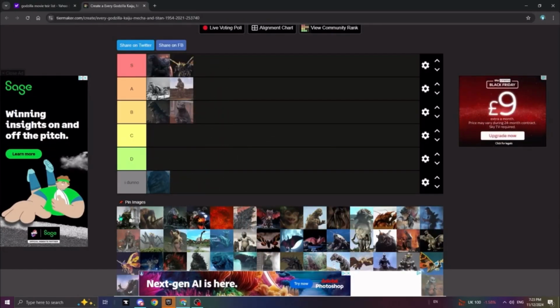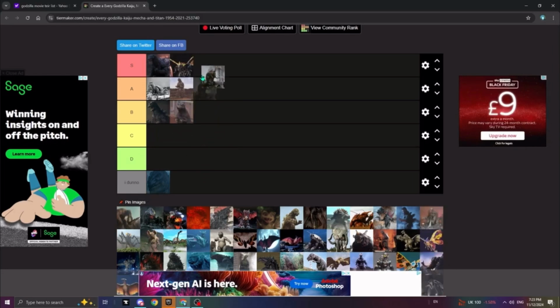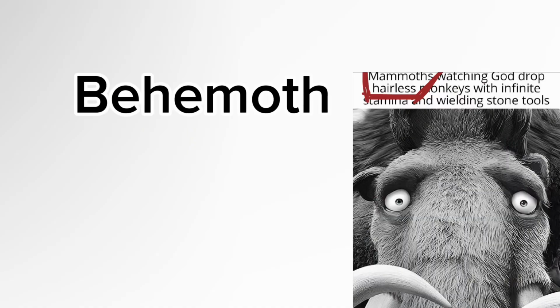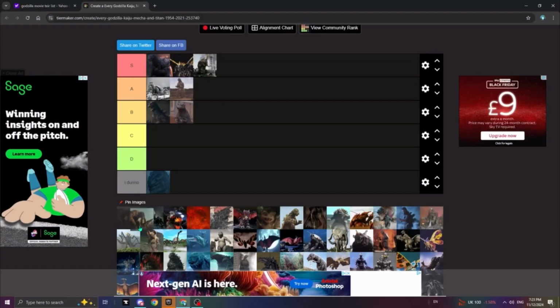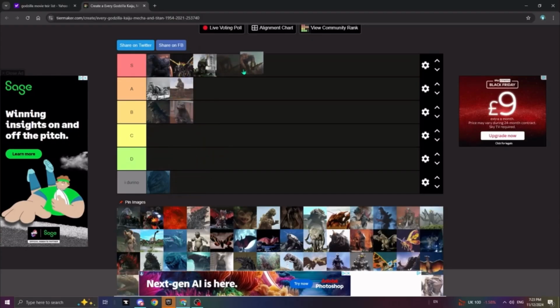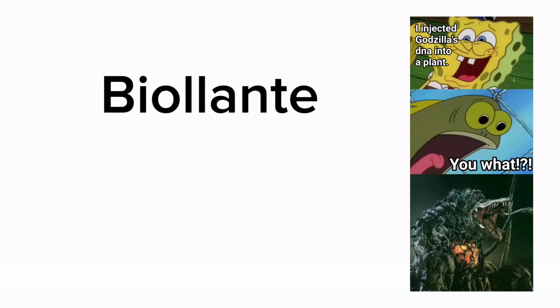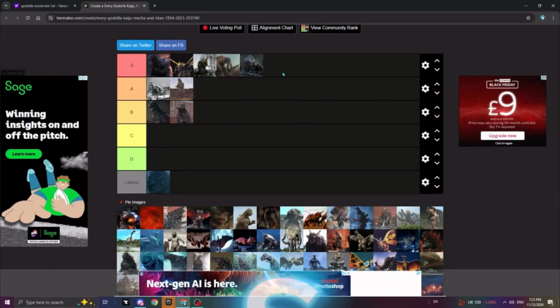Battra, oh, straight up, I love Battra. Larva form is somehow as good as the Imago form. Behemoth, he is sick. We need more screen time of this guy. Violante is also sick, if you're catching that.